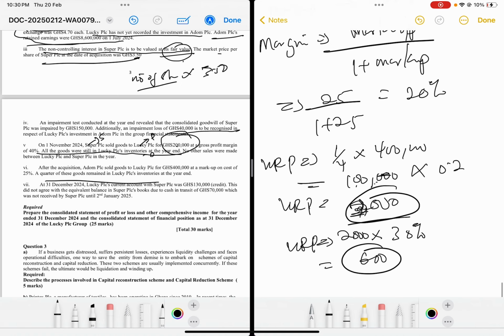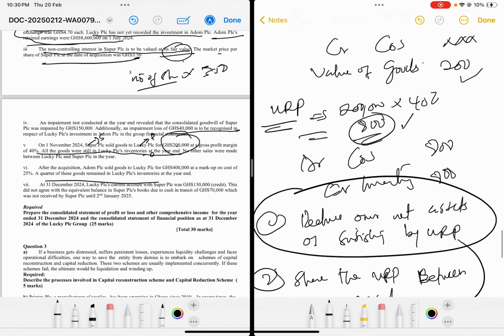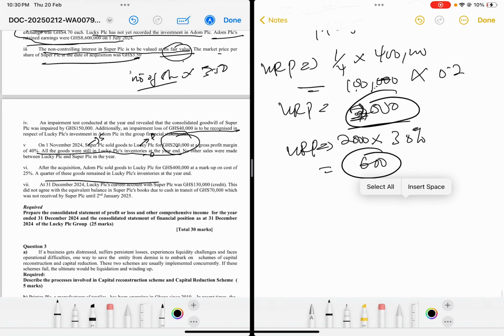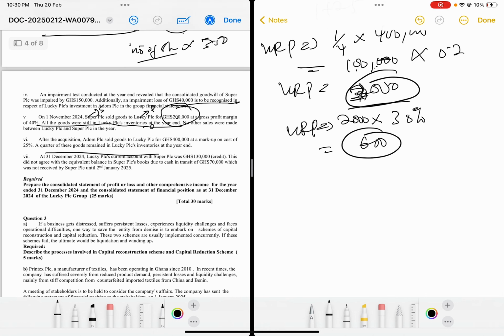So you see, when it comes to parent to associate, we record the full unrealized profit. But when it comes to associate to parent, we only record the parent's portion, which is the percentage. Take note of that as well. Then the entries.